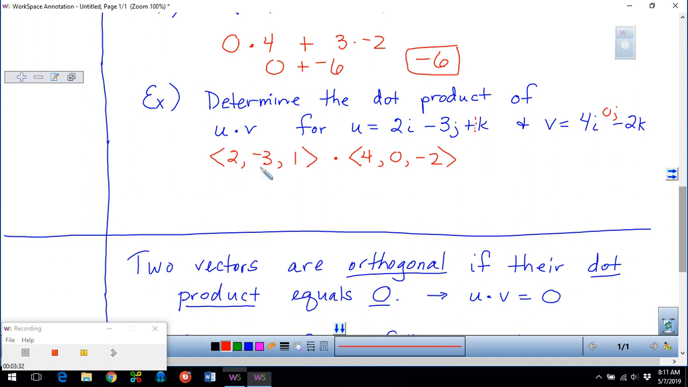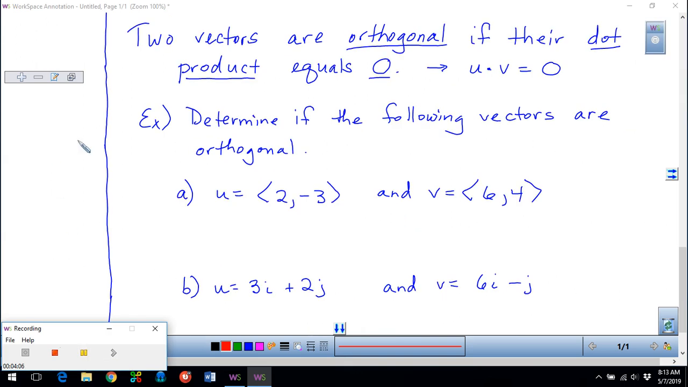Now we go through and do the individual multiplications. So we have 2 times 4 plus negative 3 times 0 plus 1 times negative 2. Multiplying, we get 8 plus 0 plus negative 2, so we get a dot product of 6 when we add those together. Okay, go ahead and pause, and we'll move on to our last two examples.